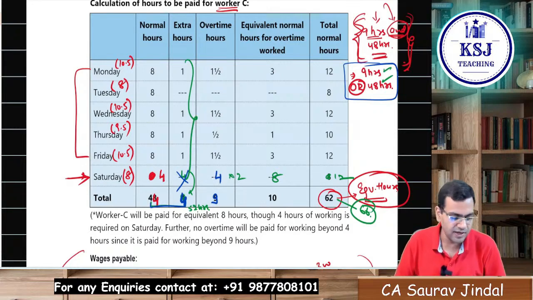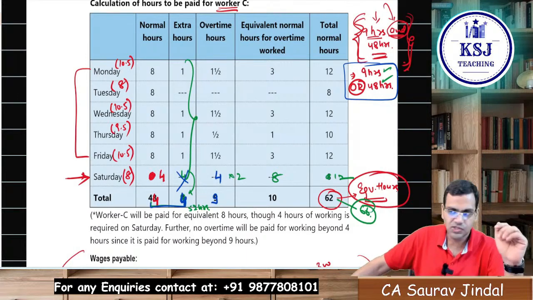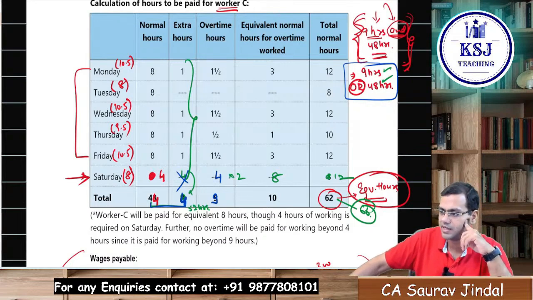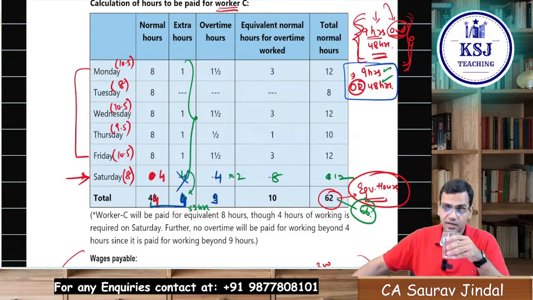Now clear? Very good. Everyone, come on, quickly tell me if it is clear. Right, clear. Absolutely clear. Very good. Because these 3 scenarios are very important.